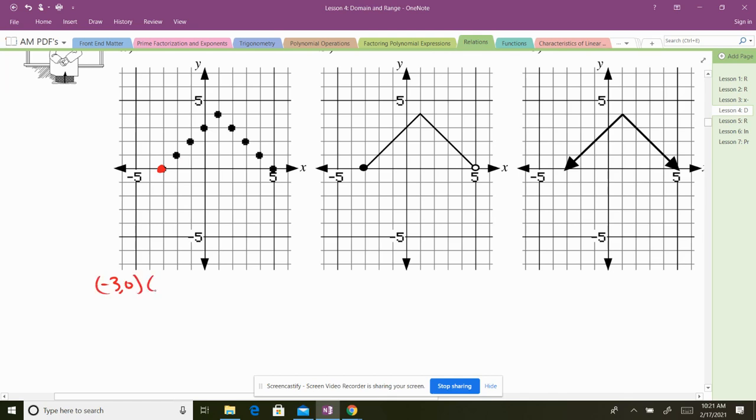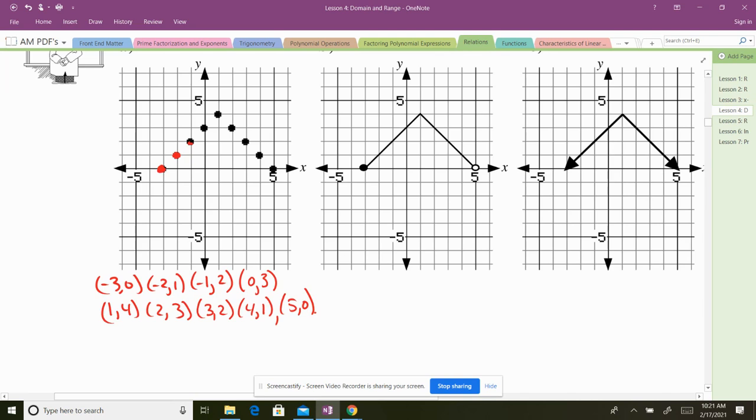The second one would be what? This one right here. There you go. +1 because we went up. And then the third one is going to be -1 and 2. And then we're going to have 0 and 3. And we're going to have, I'm just going to go underneath, 1, 4, 2, 3, 3, 2, 4, 1, and 5, 0. So those are all the points.